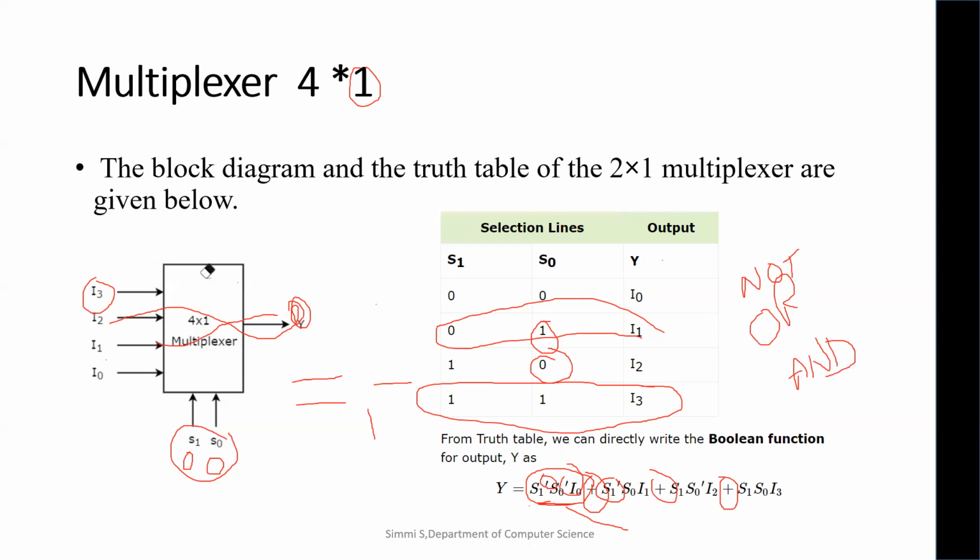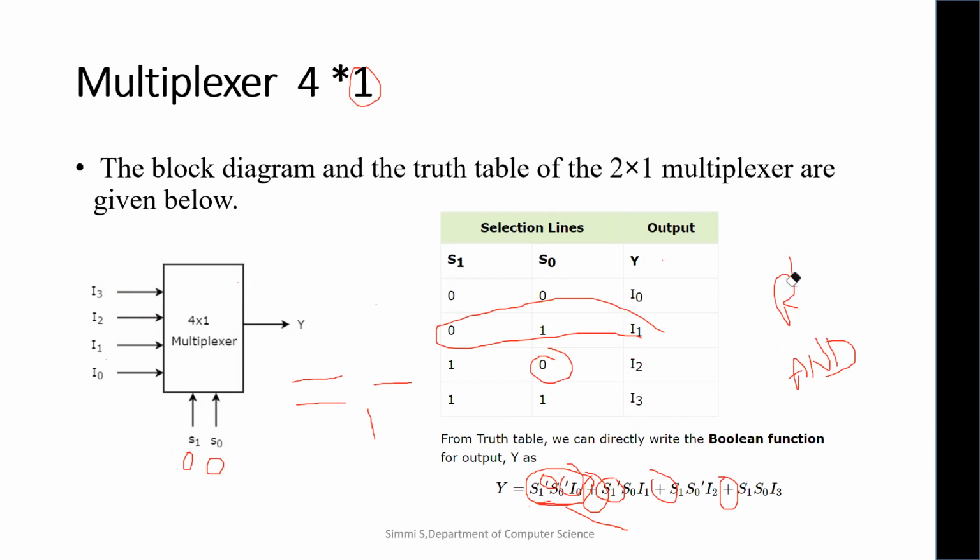Correct. So what are the inputs for creating this particular circuit diagram? We need S1 and S0. Then what else do we need? I0 needed, I1 needed, I2 needed, and I3 needed. All together, then only we'll be getting the equation for this particular Boolean function. Okay, so AND, OR, and NOT.